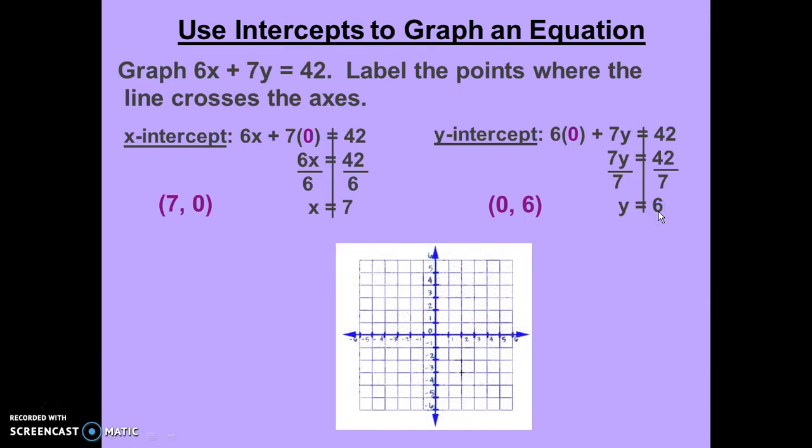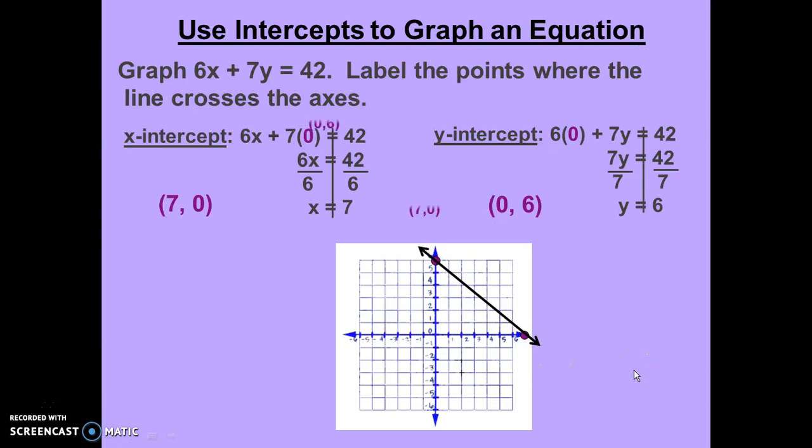All right, so then I can graph my 2 points. 7, 0, that's going to be all the way out here. It's a little bit off my graph, but we can kind of imagine where that next line or tick mark would be. And then 0, 6 is all the way up here. And draw the line between the two.